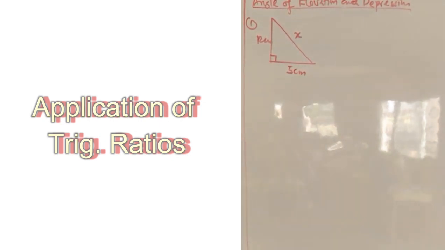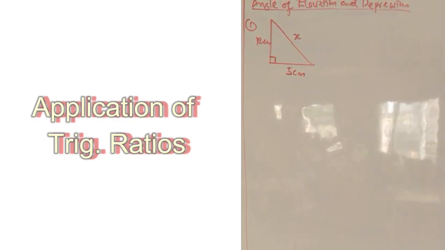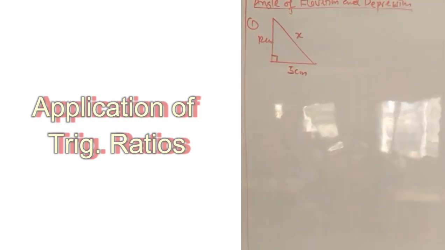What are you going to apply? If you have two sides of a right angle triangle, to get the third side, it's very simple. You apply what? What does it state? The square of the hypotenuse.